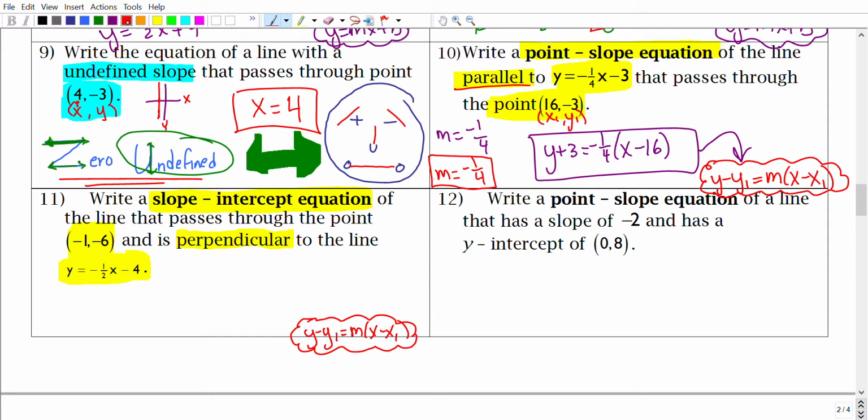We have something that is perpendicular. So what is my original slope? Well, the original slope in this equation is -1/2. My new slope has to be an opposite reciprocal. So the opposite of a negative is a positive, and then it's the reciprocal of 1/2, which is 2/1, or just 2. So my new slope is 2.